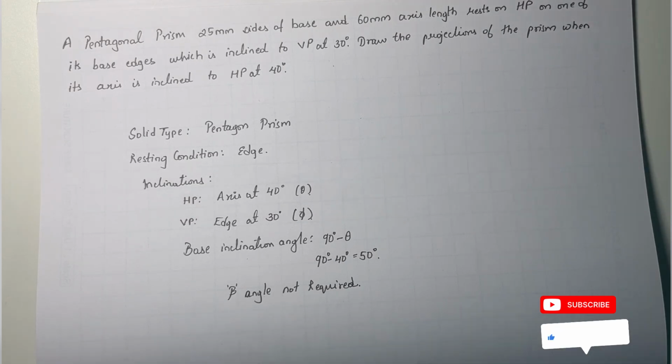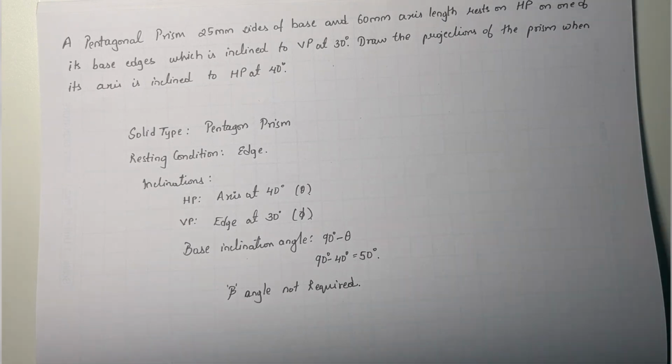So how do we analyze the key points from this problem statement? The first thing is the type of the solid. It is a pentagonal prism. Next comes the resting condition, which tells that it is resting on one of its base edges. Next come the inclinations. With respect to the HP, the axis is inclined at 40 degrees. That is the value of theta. And with respect to the VP, the edge is inclined at 30 degrees. That is the edge on which it is initially resting.